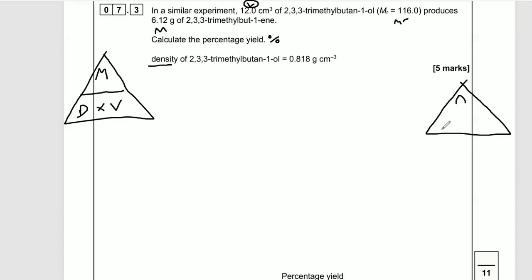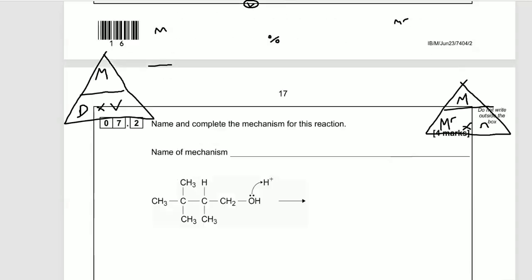And then we're also going to have, oh gosh, I put moles over Mr. I meant to do mass over Mr, moles with mass at the top. You get the idea. Mass over Mr gives moles, probably the most common equation in the whole of A-level chemistry, that second triangle I've drawn there.